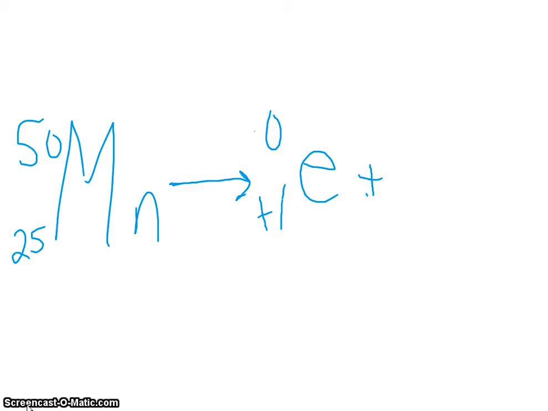We now need to figure out the new mass number and new atomic number so we can figure out what atom this nucleus has converted into. Please pause your video now and determine the final part of this equation. You should see that chromium-50 is your new particle, plus the positron particle.